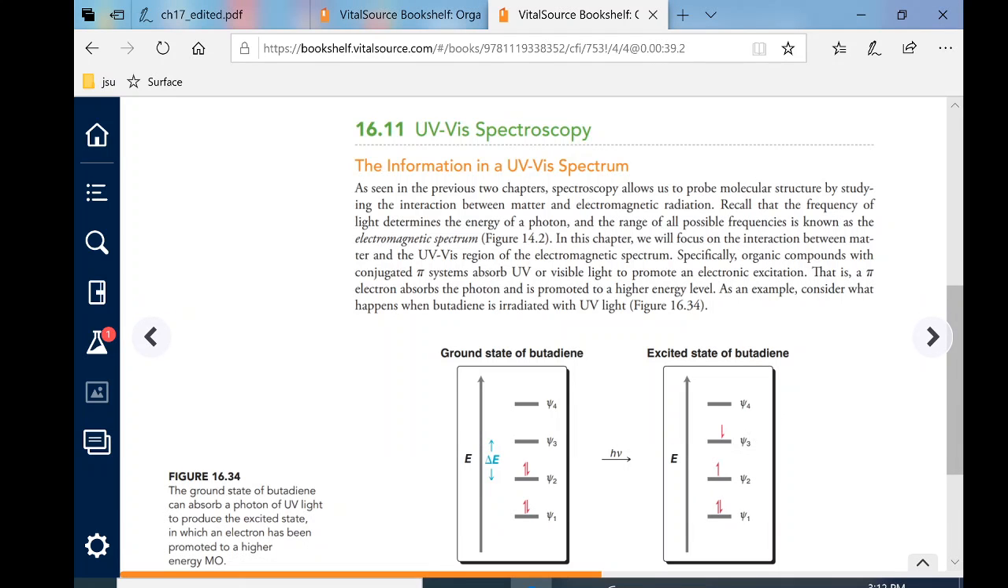Welcome back. So we're still talking about the chapter on pericyclic reactions, and the last topic in that chapter covers UV-Vis spectroscopy and color.